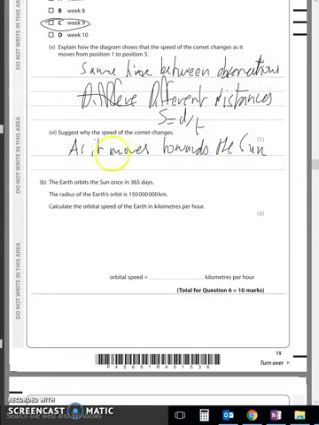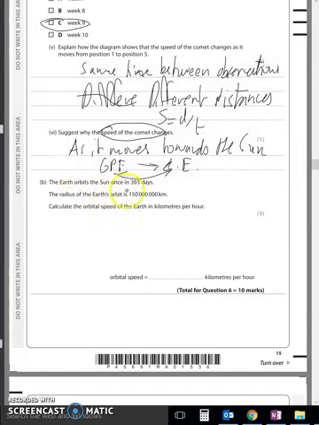You could have also had another argument, which would be the GPE going to KE. As the comet moves towards the sun, it loses its gravitational potential energy, and we know that there is a link between gravitational and kinetic. So as it loses GPE, it should be gaining kinetic energy. There's lots of reasons there why the speed of the comet would change.